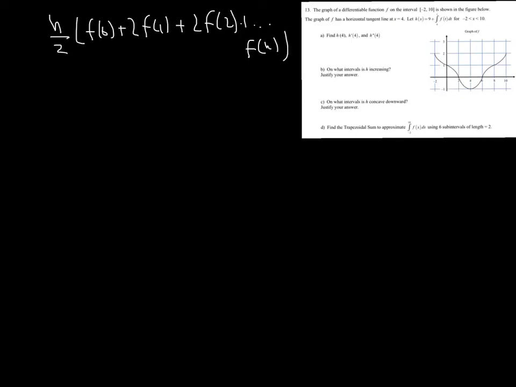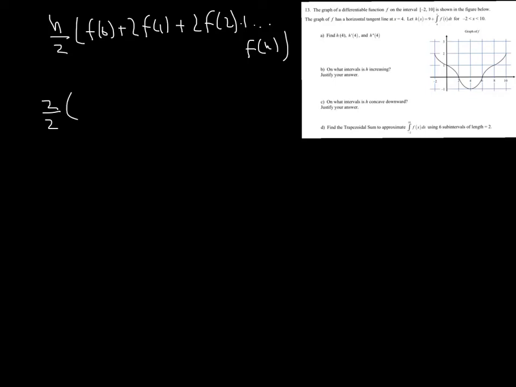Let's review that. That would be the height over 2, don't forget divide by 2, of f of 0 plus 2 times f of 1 plus 2 times f of 2 plus ... and then f of whatever the last number is in there. All right, so for our problem, the height is really the thickness of each trapezoid. In this case, it's going to be 2. So it's going to be 2 over 2, which is 1.